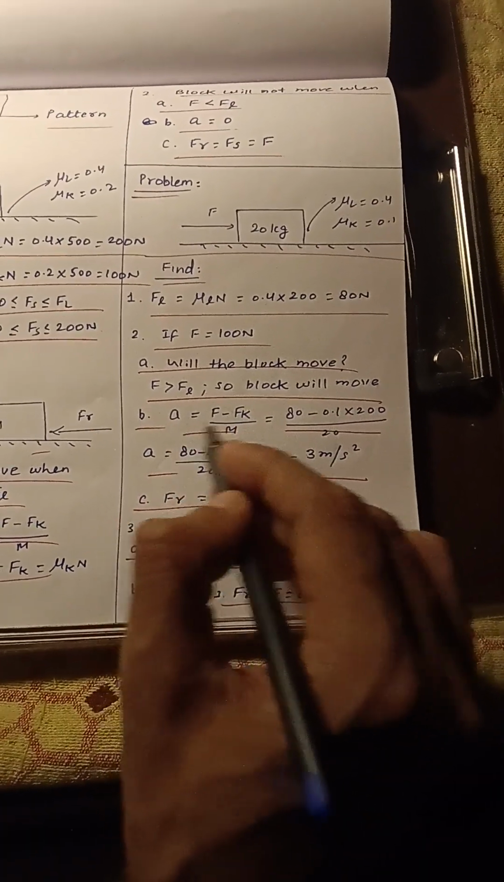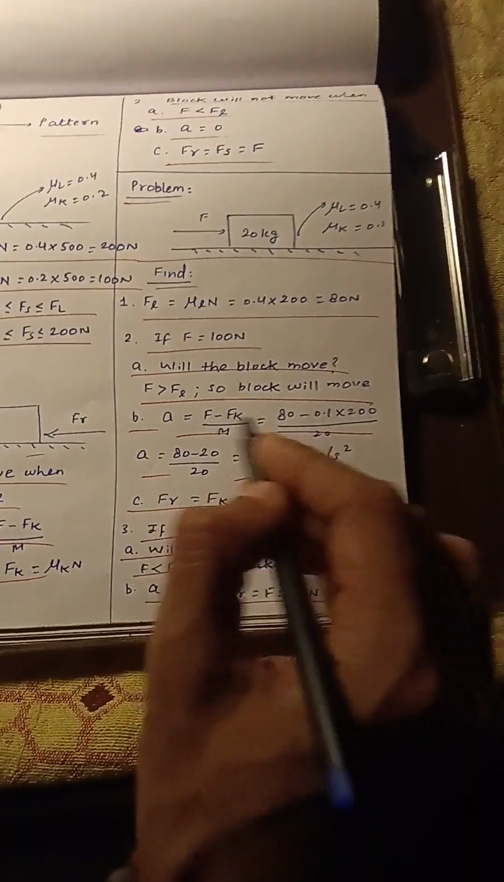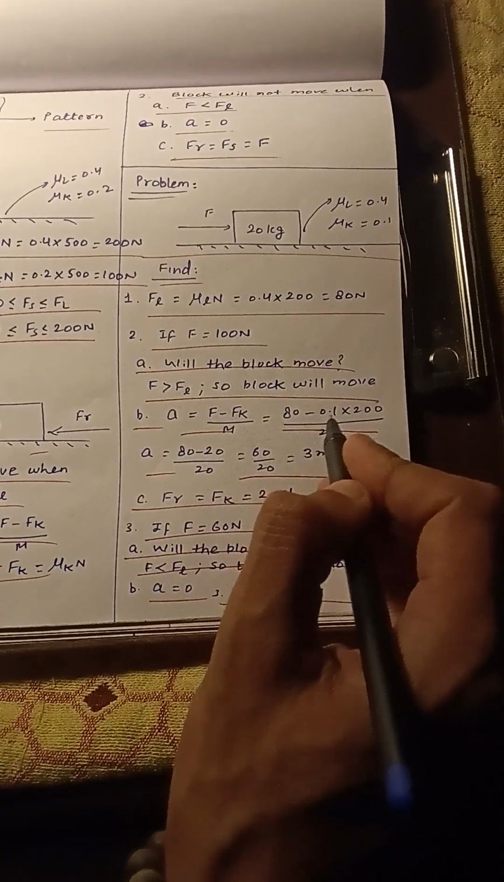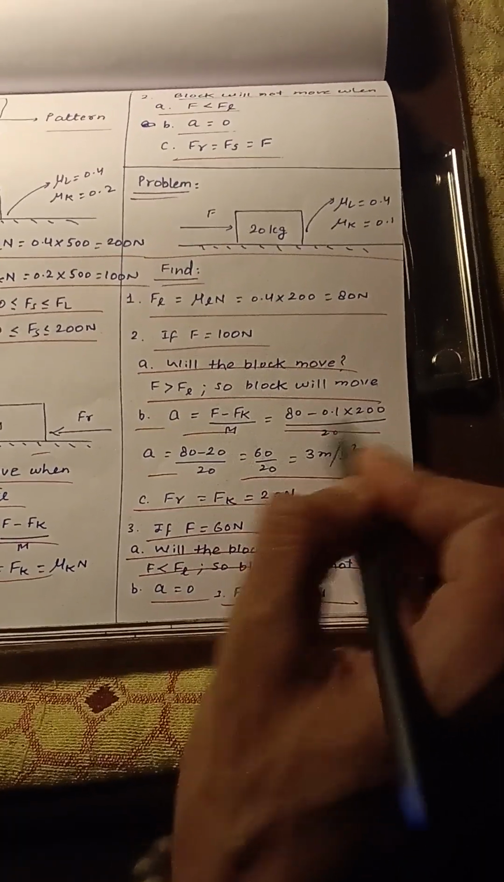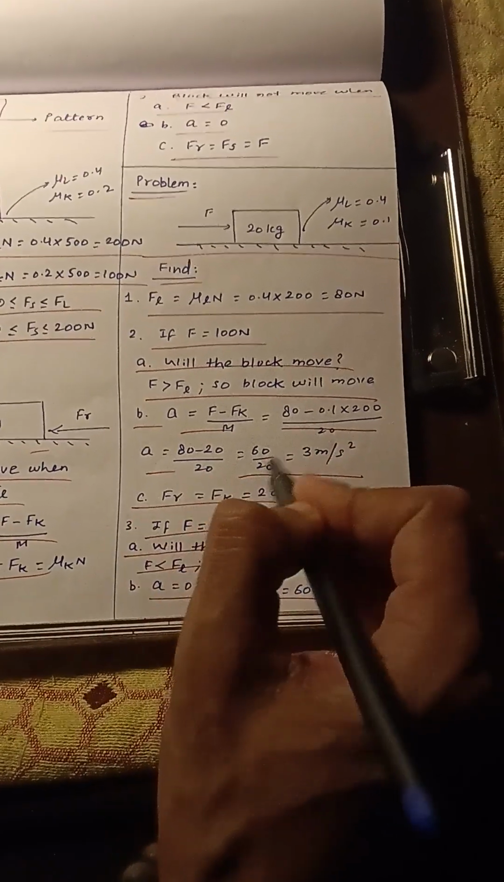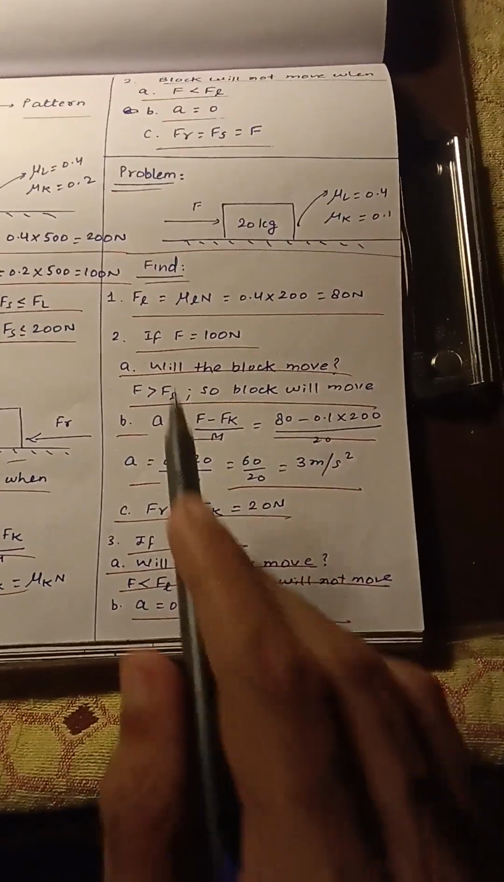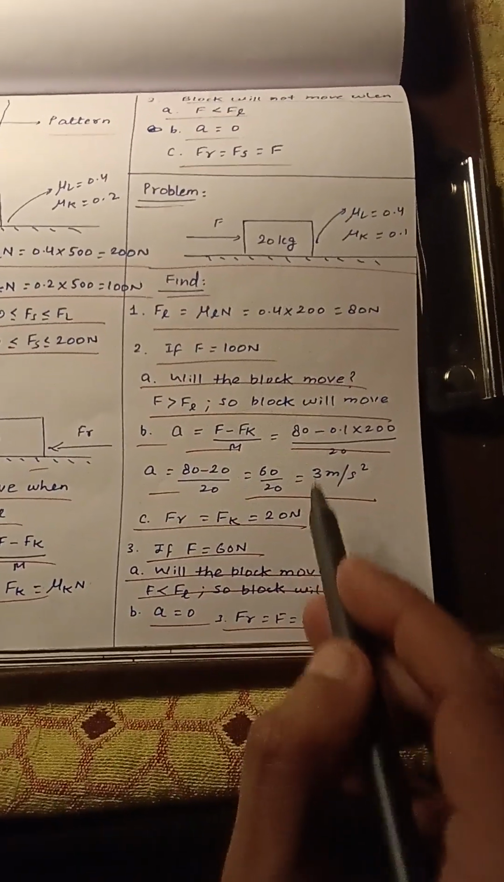Next question is finding acceleration. So as I have said, acceleration is (F minus F kinetic) by M. F here is 80, kinetic friction is 0.1 into 200, which will be equal to 20, divided by mass, which is 20. So solving this, we get acceleration as 3 meter per second square. Next, friction will be kinetic, which will be 20 Newton.